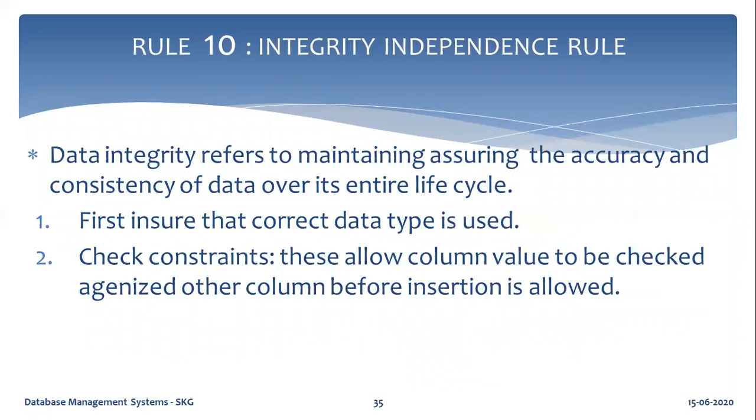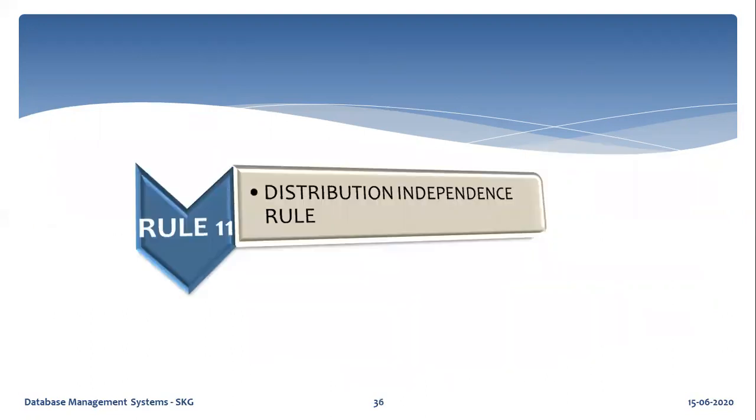Integrity independence rule, that is rule number 10. Data integrity refers to maintaining and assuring the accuracy of constraints. So we have to check that the data is correct. We have to give some constraints like not null, the primary key should not be null, and constraints for other values, like the age. So insertion should be allowed only using constraints so that we can enter correct data.